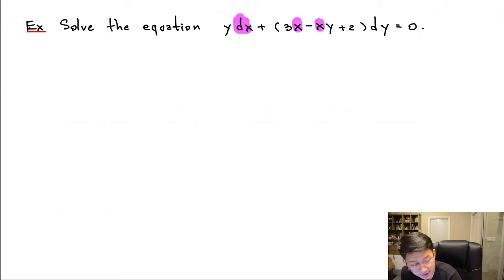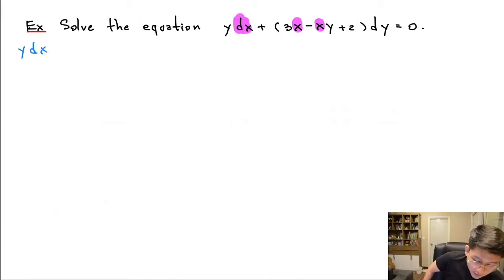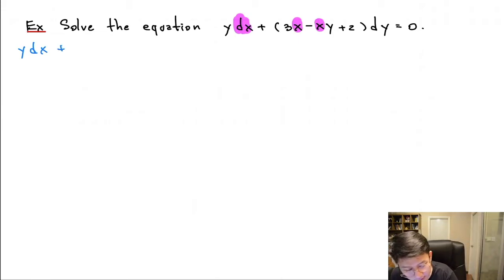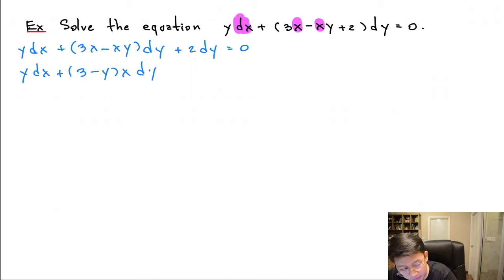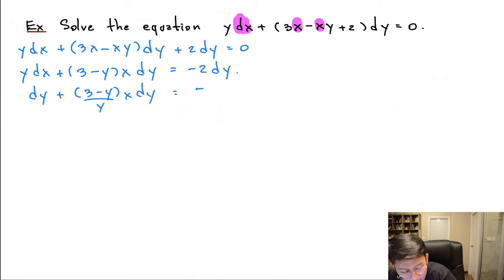So I'll just keep this here. So I have y dx plus 3x minus xy dy plus 2 dy equals 0. Okay, and then we have y dx plus (3 minus y) x dy, and I'll just move the 2 to the other side, so it's minus 2 dy. Then I divide the whole equation by y. So I have dx plus ((3 minus y) divided by y) x dy equals minus 2 divided by y dy.